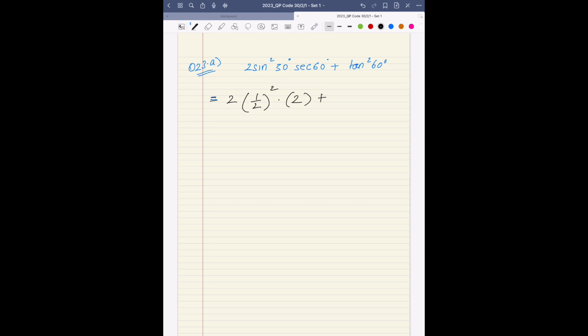Plus tan 60, if you know, it is under root 3. Since there's a square on top, you put a square on top. Okay, very simple question. Now, going by BODMAS, let's resolve the bracket first.